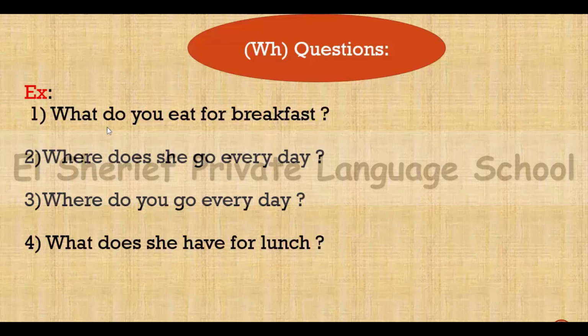Why did we use do? Because here we have the subject you. As you know, with I, you, we, and they, we use do. In the second question, where does she go every day, we use the helping verb does because the subject is she. In sentence number 3, where do you go every day, we used do because the subject is you. And in the last one, what does she have for lunch, we used does because the subject is she.